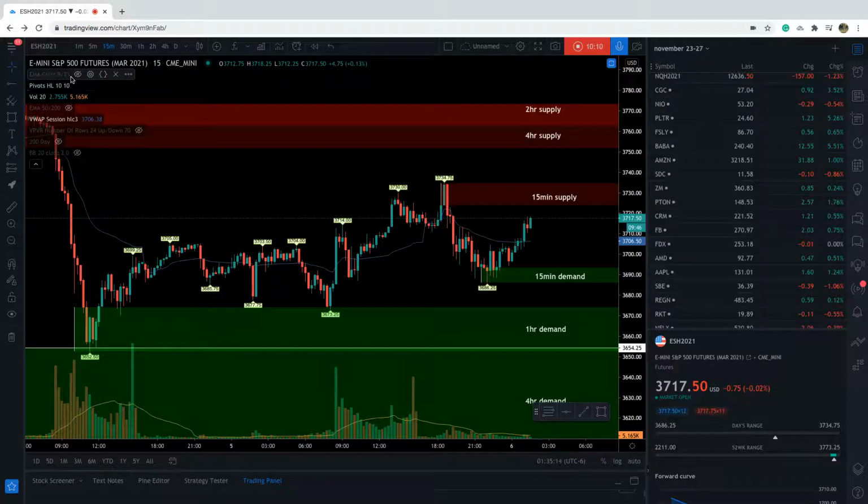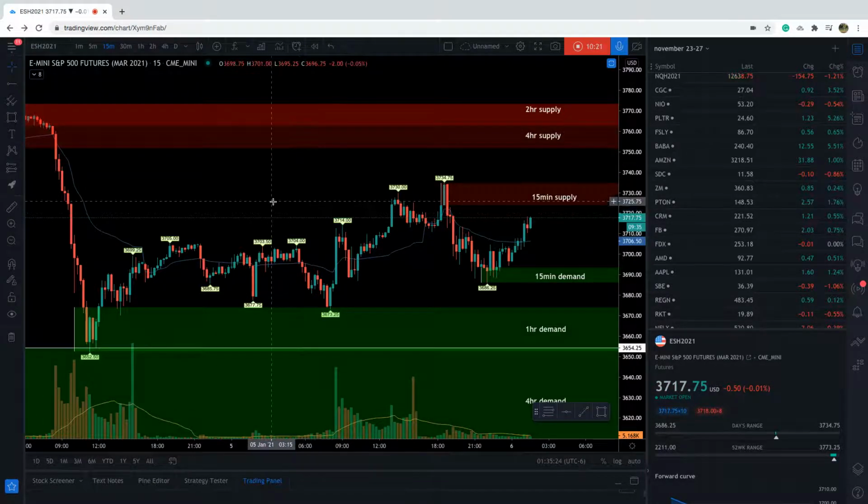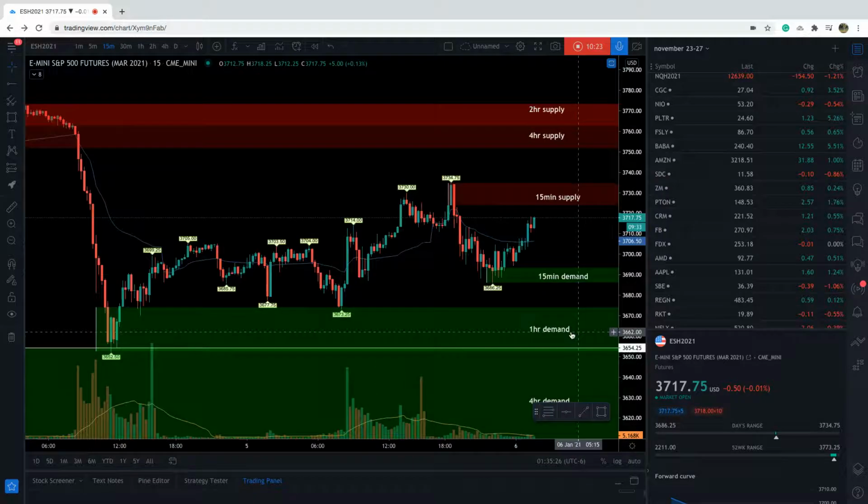Some people like to use EMAs. 9 and 21 is a pretty common one for day trading. You can pair that up with supply and demand zones. I personally don't. Other people use MACD, RSI, all that. I really don't.